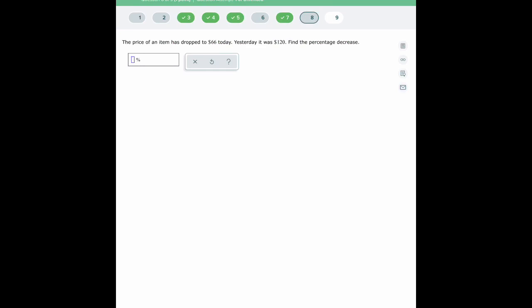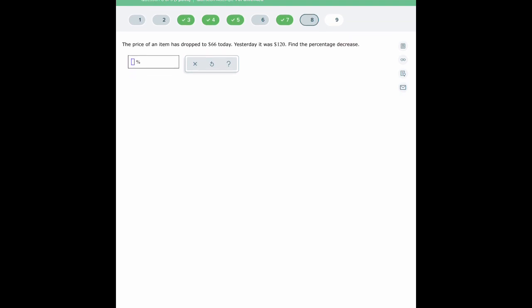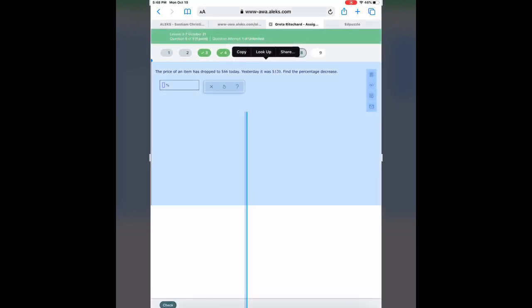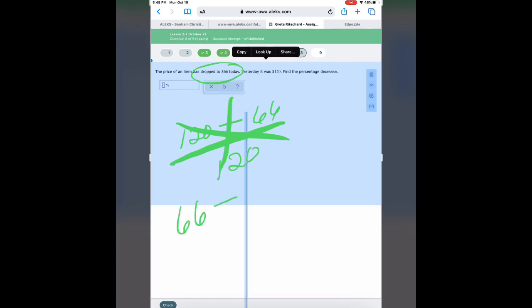Okay. Price of an item has dropped to 66 today. So we're going down. So we're going to take yesterday, the original price. Whoa, that's weird. Original price, 120, minus today's price, divided by the original price. And is that going to make sense? We should be getting a drop. That does not make sense. So ask yourself, and then that'll tell you, did you put it in the right order? I need to get a negative if it's a drop.